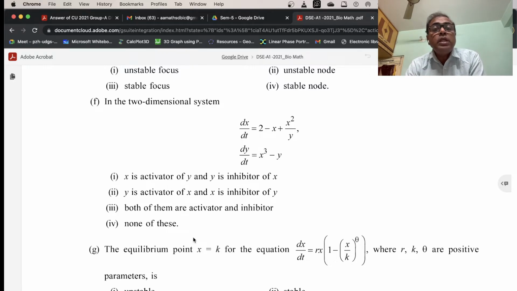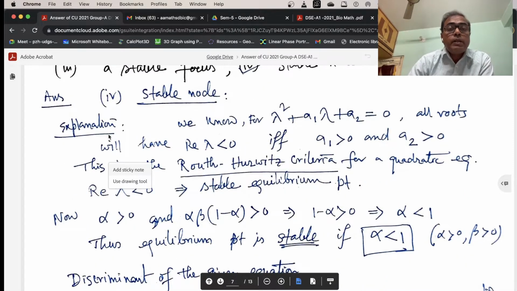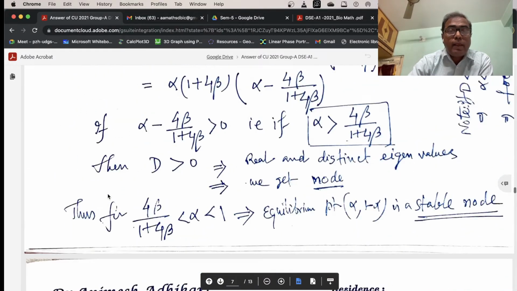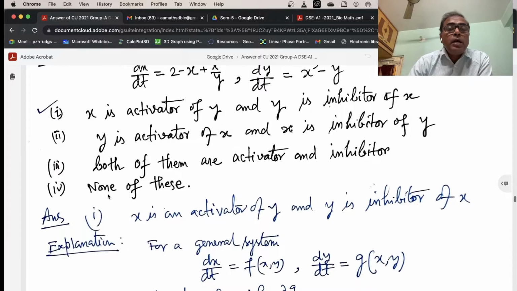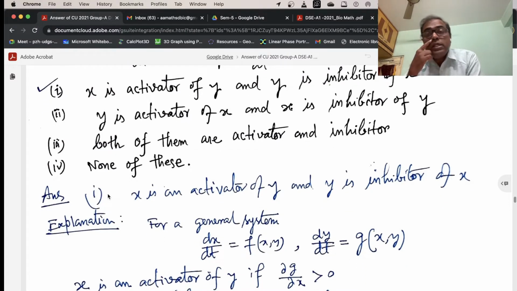Now this question is out of syllabus in the revised syllabus, effective from 2022. So the question is out of syllabus, but we give the answer here. Option 1: x is an activator of y and y is an inhibitor of x.